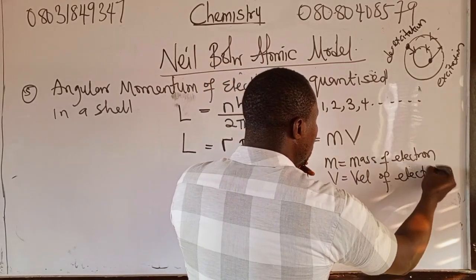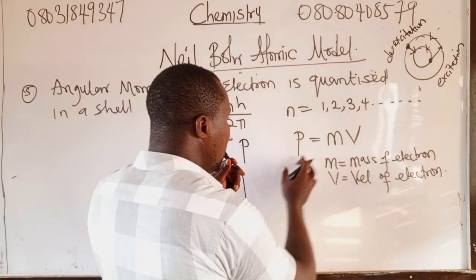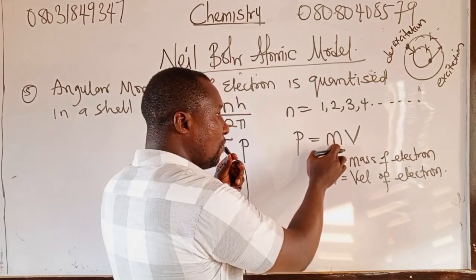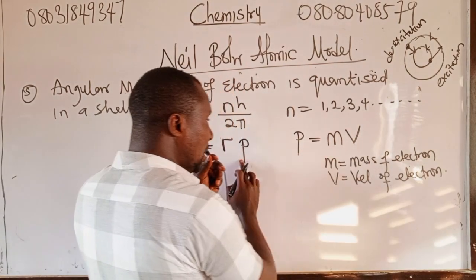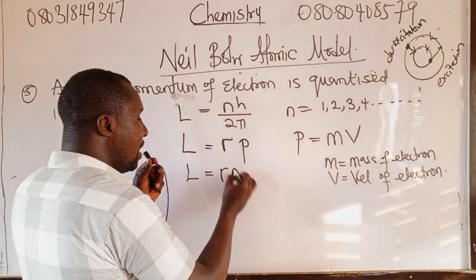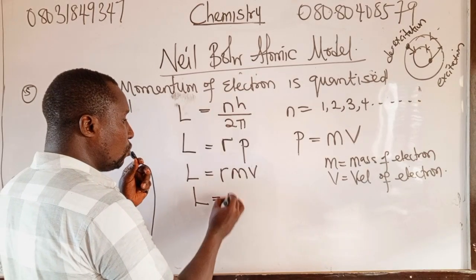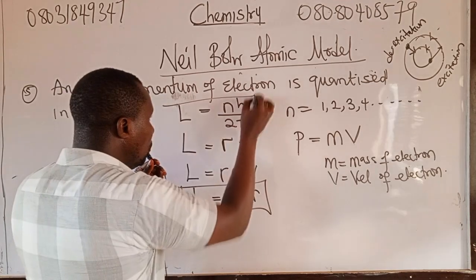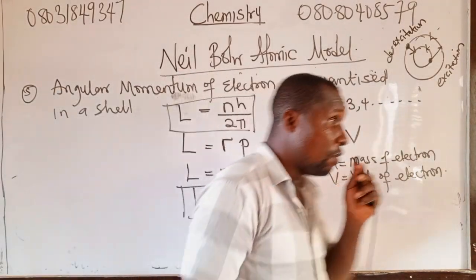Then substitute your p with this formula, because linear momentum p equals the mass of the electron multiplied by the velocity of the electron. Changing this linear momentum, we have angular momentum equal to rmv. That means I can simply write angular momentum equal to mvr. Take note of this formula, because I will still play with those two formulas.